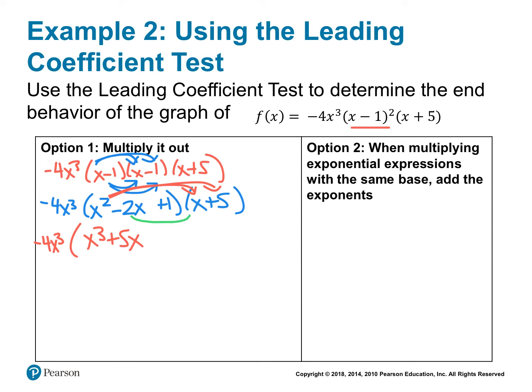Then I'm going to have negative 2x times x is negative 2x squared. And sorry, this should have been 5x squared because I multiplied it by an x squared. Then I have negative 2x times positive 5 would be negative 10x. And then I have 1 times x and 1 times 5. And now all of that needs to be multiplied by my negative 4x to the third.